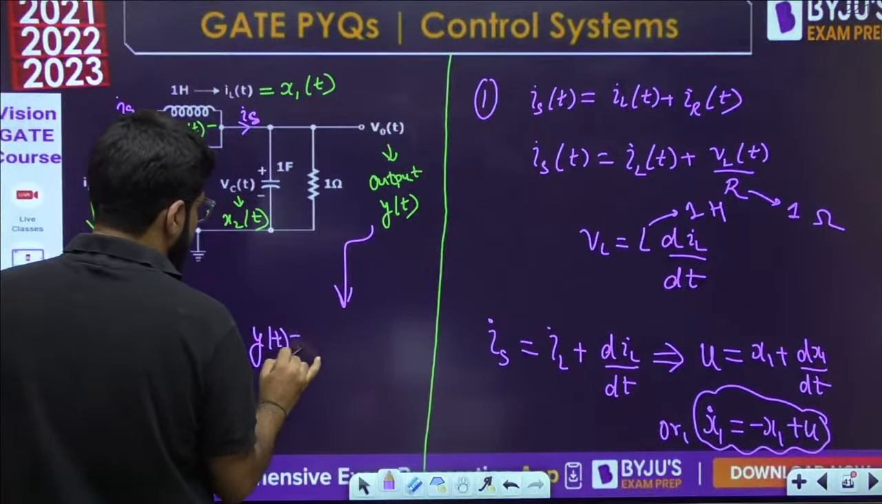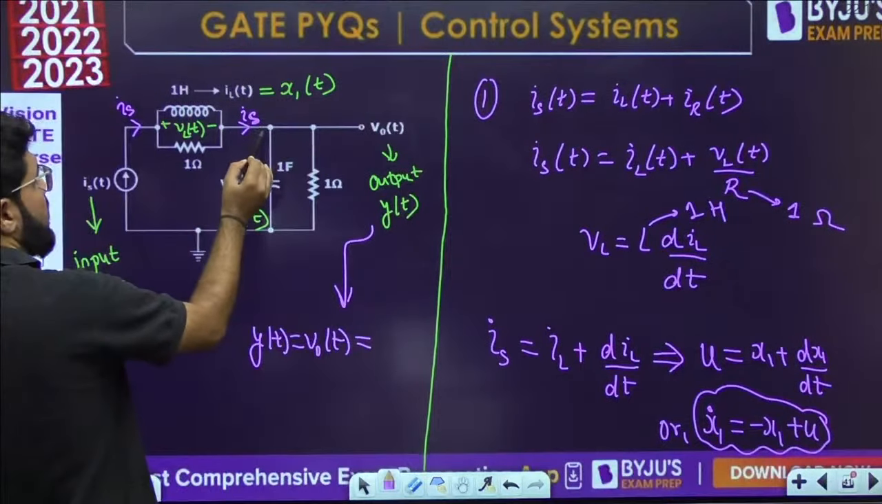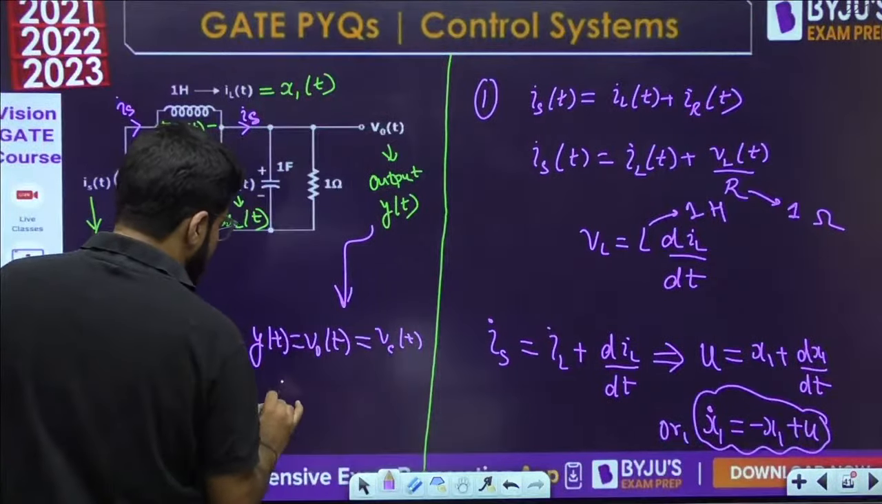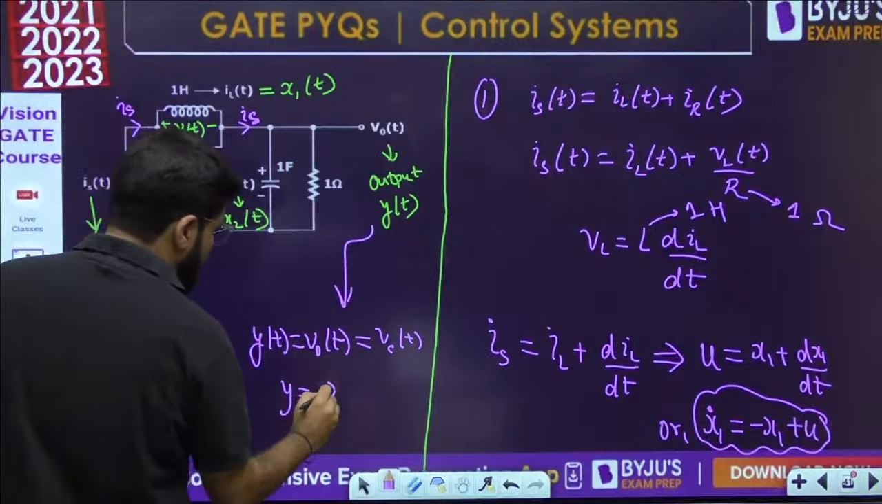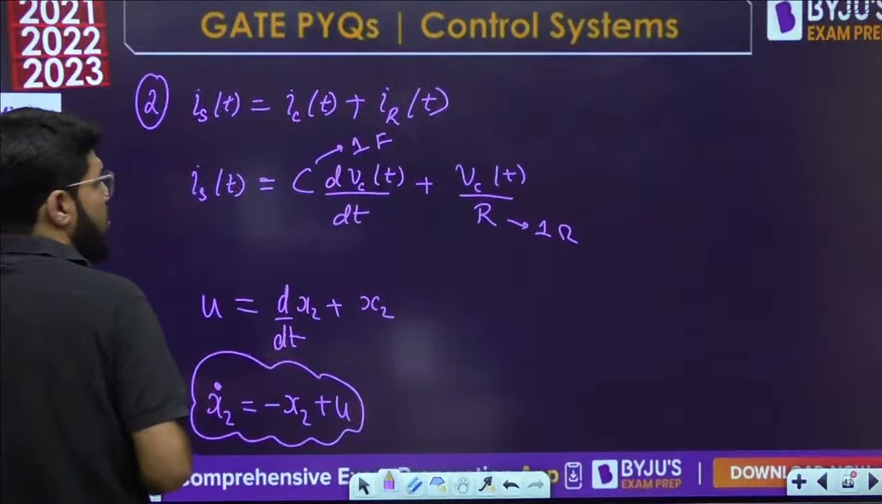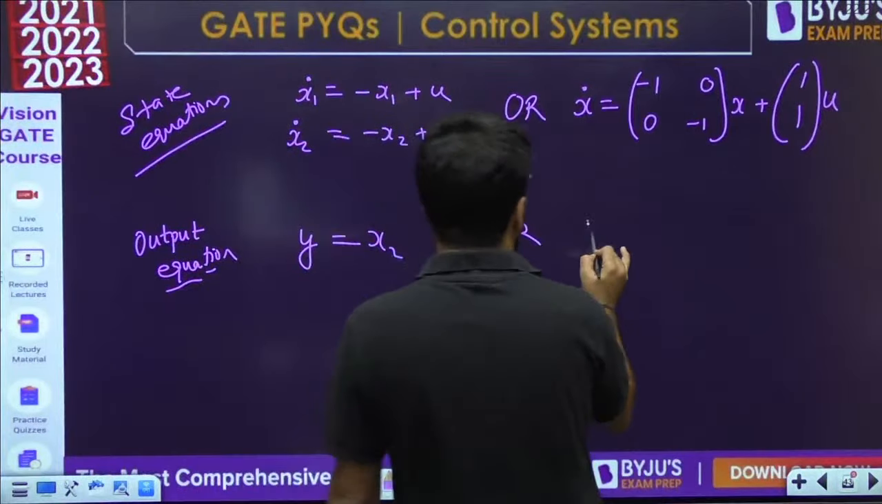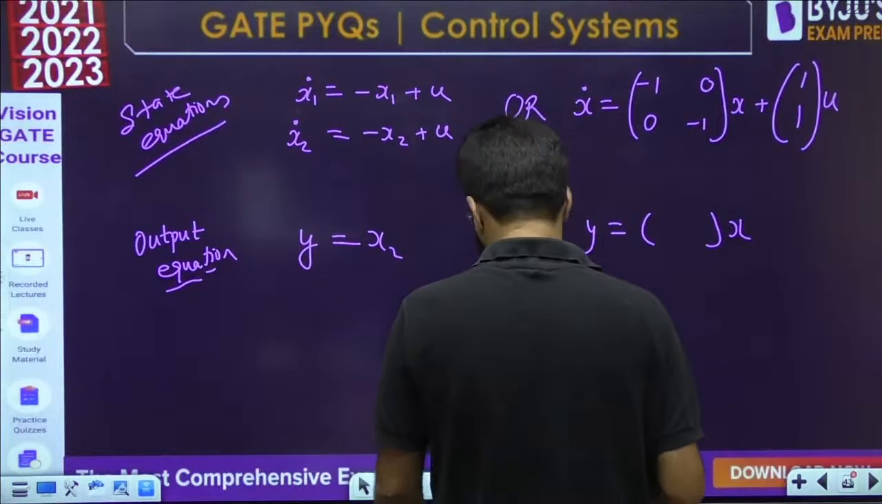Okay. y(t), which is nothing but V0(t). And V0(t), the voltage V0(t), is the same as the voltage across the capacitor, VC(t). Or I can say that y is equal to, what is VC(t)? It is my second state variable x2(t). y is equal to x2. So what is your output equation? y is simply equal to x2.